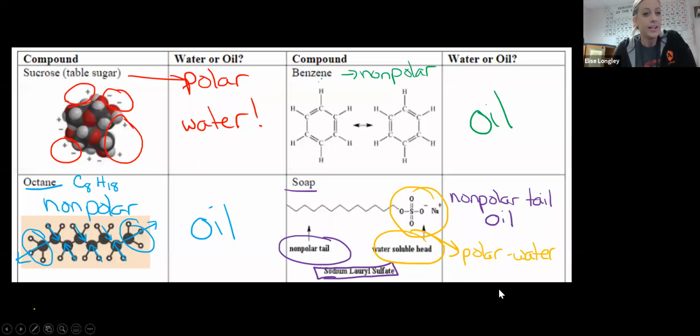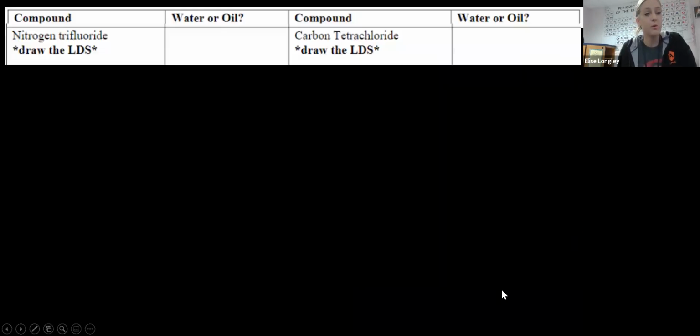All right. So now we're going to go next level. We're going to create the molecule. So Carter, you're up. What does nitrogen trifluoride look like as a molecular formula? What compound goes with that name?